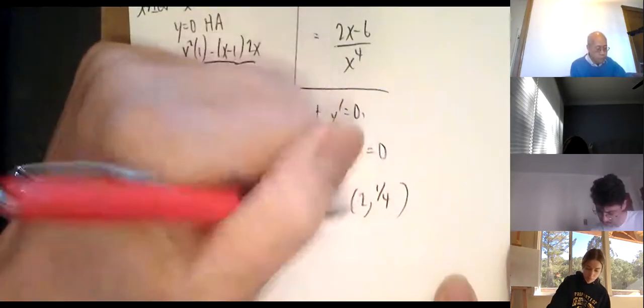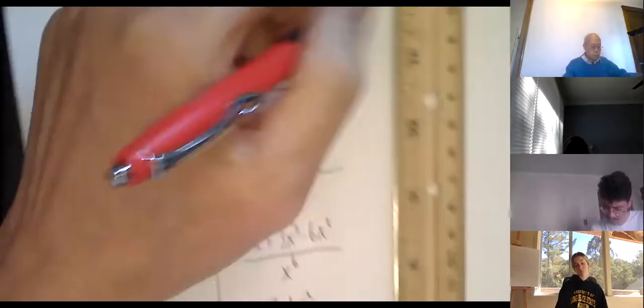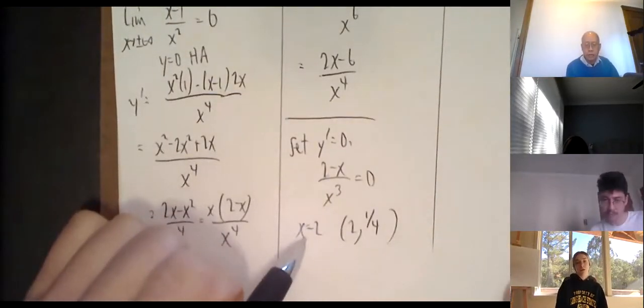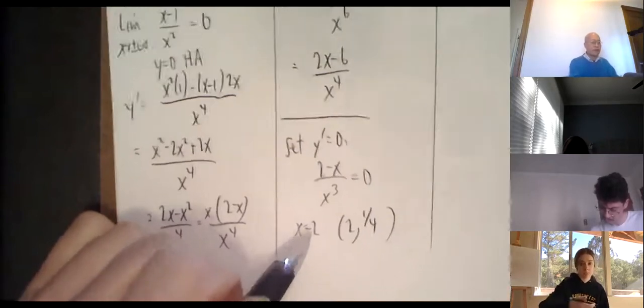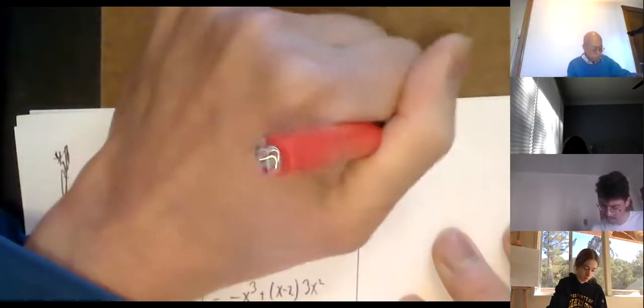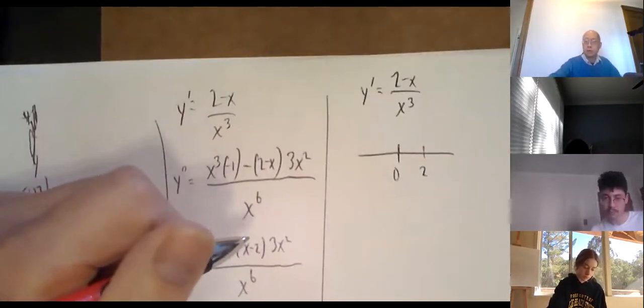Okay. And I don't have enough room here, so I'll have to go back up. On my sign chart, I lay down my critical numbers, x equals 2, but I also have to put down undefined values, namely 0. So on my number line, I'm going to lay down a 0 and a 2. So y prime was equal to (2 minus x) over x cubed, 0, 2, like so.